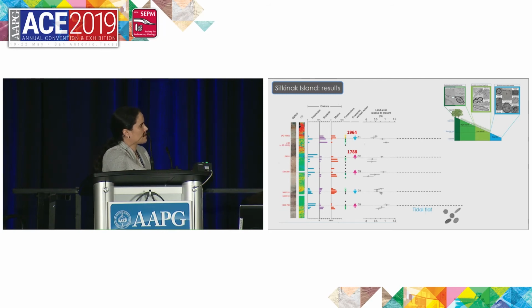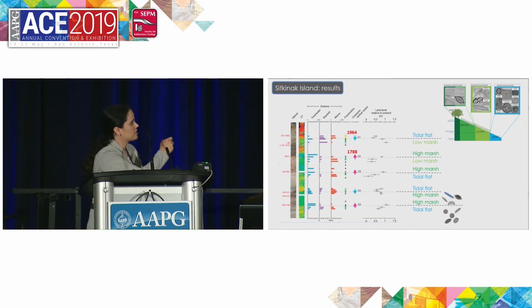So below contact 5, I see a tidal flat. Above it, I see high marsh diatoms. It's still in a high marsh, and then back to a tidal flat, to a high marsh, low marsh to a high marsh, and low marsh to a tidal flat. So we interpreted these as changes in land level related to earthquakes because of the suddenness of the contact and the suddenness of the change in microfossil assemblage.